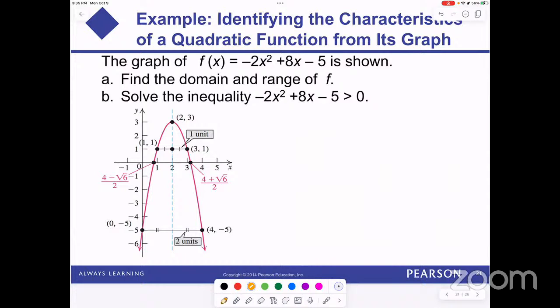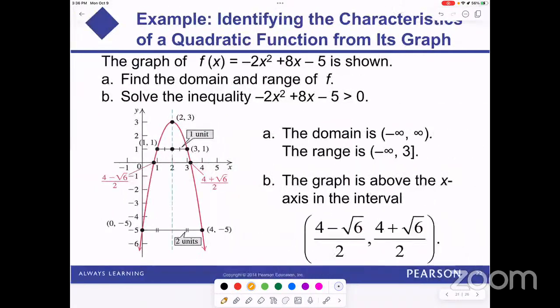And then to solve the inequality, they're asking us, when is this quadratic positive? Or in other words, when is it above the x-axis? Looking at the graph, we can see that it's above the x-axis between our x-intercepts. They gave us our x-intercepts, so this quadratic is going to be positive between our x-intercepts, right? So we would say from the left intercept, comma, the right intercept, and those get parentheses because we don't want to be equal to 0. If that were greater than or equal to, then we would use square brackets. But because it's strictly greater than, we use parentheses. Okay.